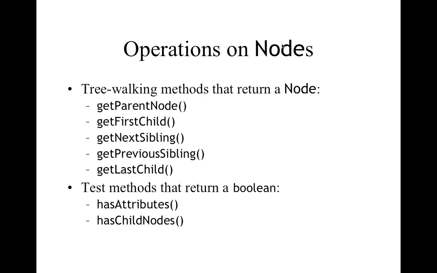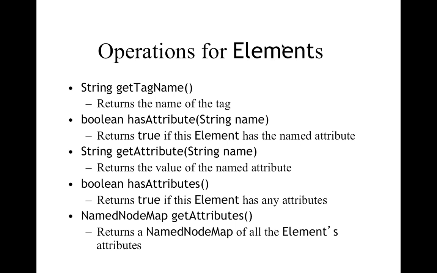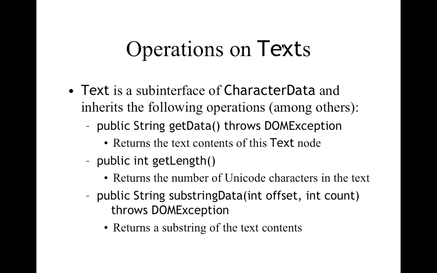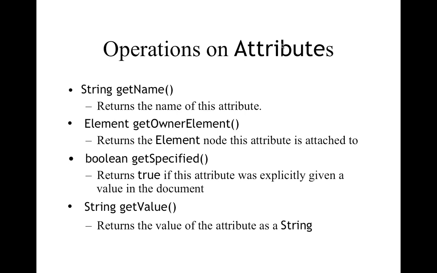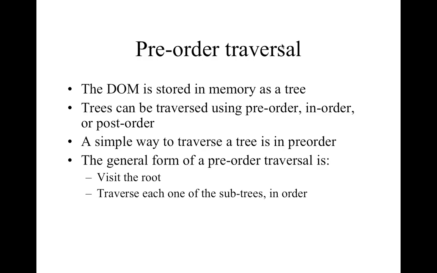Right. Operations on nodes, you can get the parent node of it. That means if it is a staff, the parent node will be a company, like that. Okay. So you have a bunch of utility methods that help identify them pretty fast. Okay. Get attributes. Pre-order traversal.